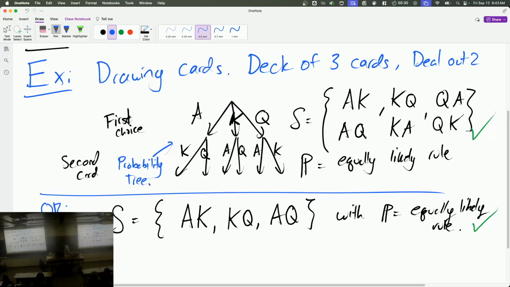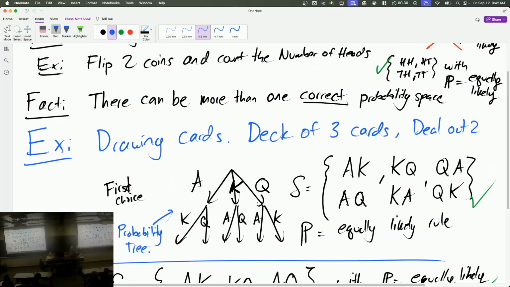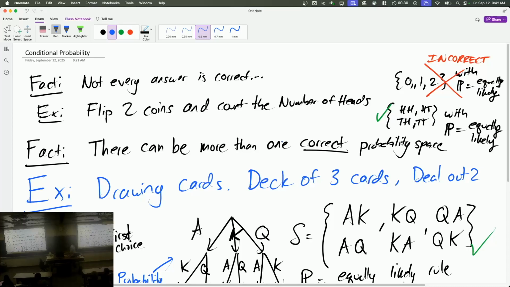Yes? We're going to get a remark about a probability tree. Can we return to that coin example? At the very top, yes. Can you correct the probability space that was incorrect to make it a correct probability space?